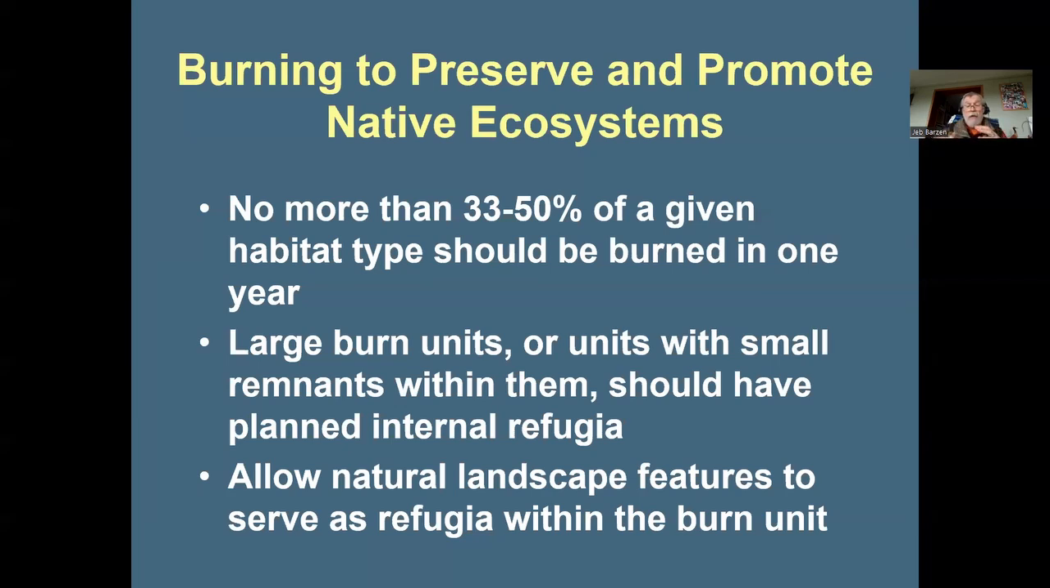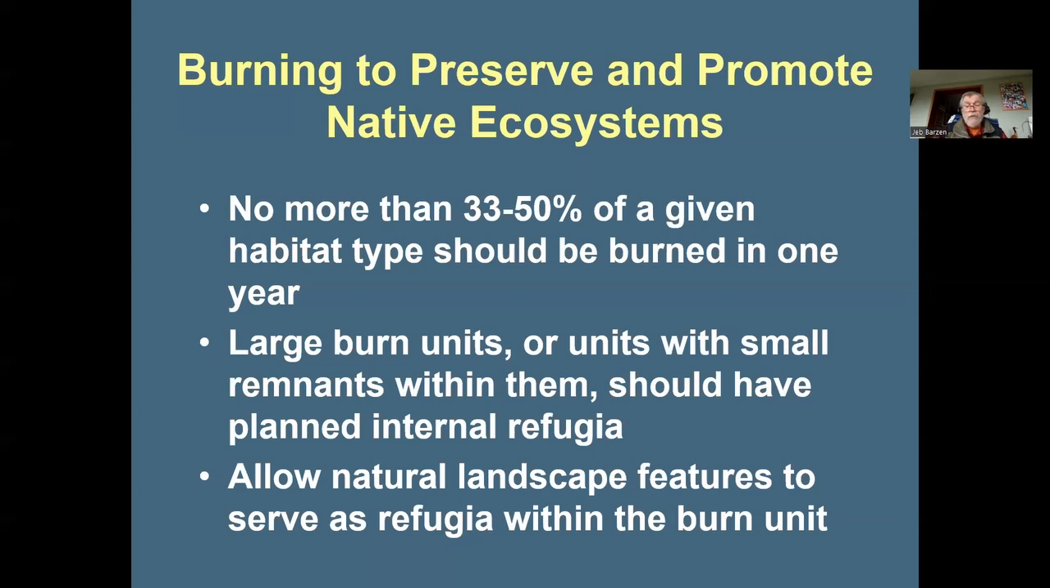But you also should have planned internal refuges when you're looking at specific habitat types, because most of the insect species that are remnant dependent are often dependent upon individual species of plants. There are 3 species of moth in Sauk County that require lead plant. And so you want to make sure that there are areas where you're not burning all of your lead plant within a prairie remnant, so that you're not extirpating one or all of these 3 species of lead plant moth that utilize them.